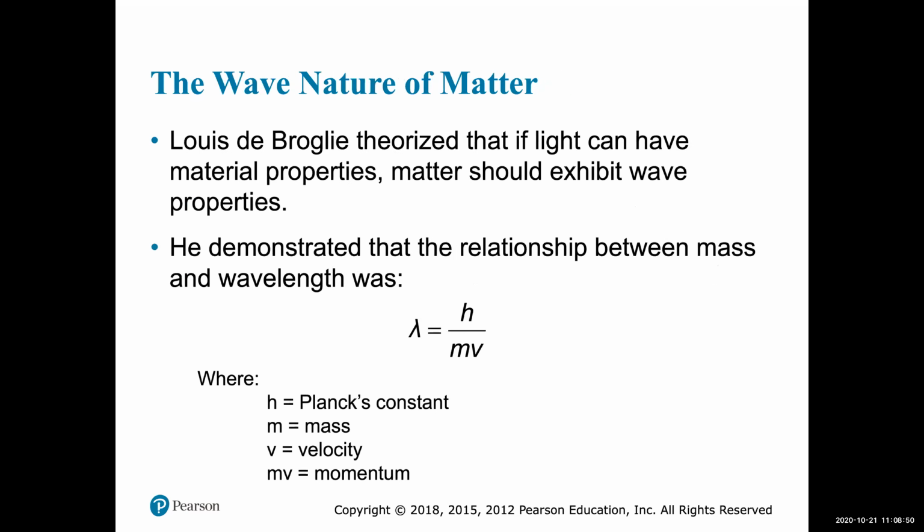So de Broglie theorized that matter, like light, should have wave-like properties. And he was able to show that there's a relationship between mass and wavelength. And that's the formula we see here. Wavelength is equal to Planck's constant divided by mass times velocity. And then mass times velocity, that's known as momentum. So what we see is that we have a relationship here that shows wavelength and mass are inversely proportional.